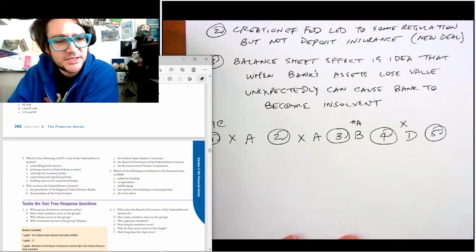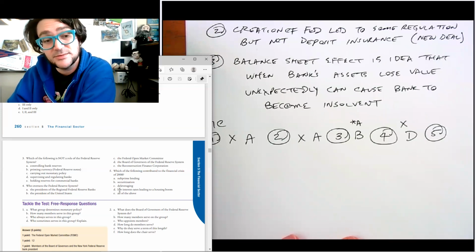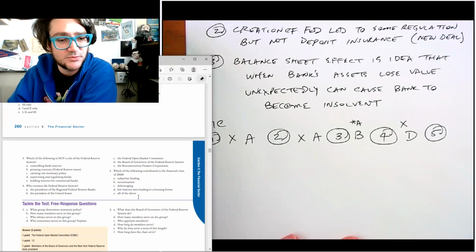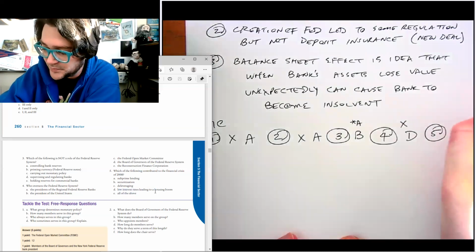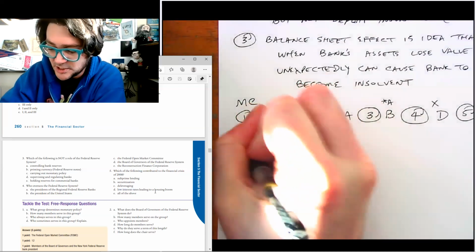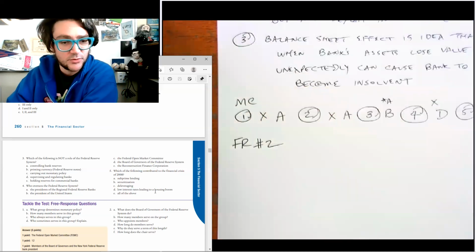But which of the following contributed to the financial crisis of 2008? Subprime lending did. Securitization, that's when they package a bunch of them together. Deleveraging, low interest rates leading to the housing boom. That's probably why. But I'm sure what they want us to say is E, all of the above. Okay, let's do free response number 2, and we'll be on our way.